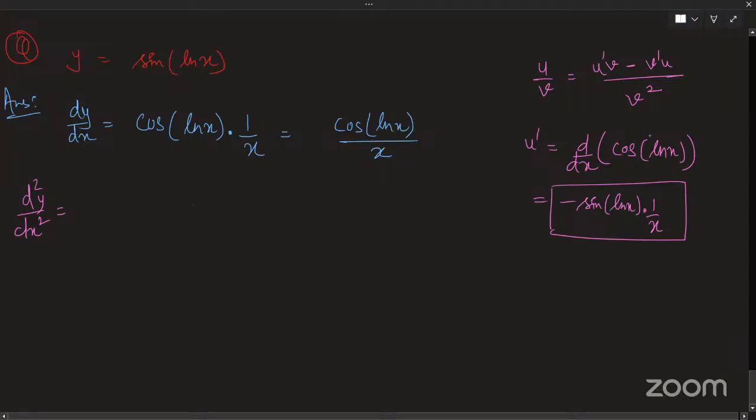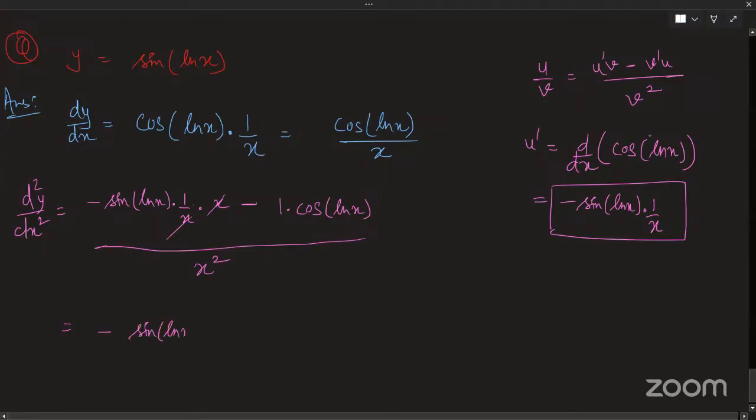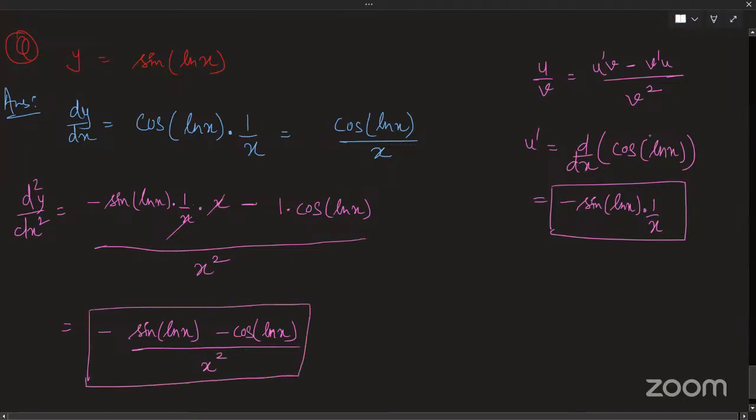So I have got this formula. First I'll take the derivative of the top and keep my bottom as it is, minus. Now I'll do the other way around. So I'll take this derivative and keep my numerator as it is, whole divided by denominator squared. So this x and x will get cancelled. So my final value that I'll get is minus sine of ln x minus cos of ln x by x square, right?